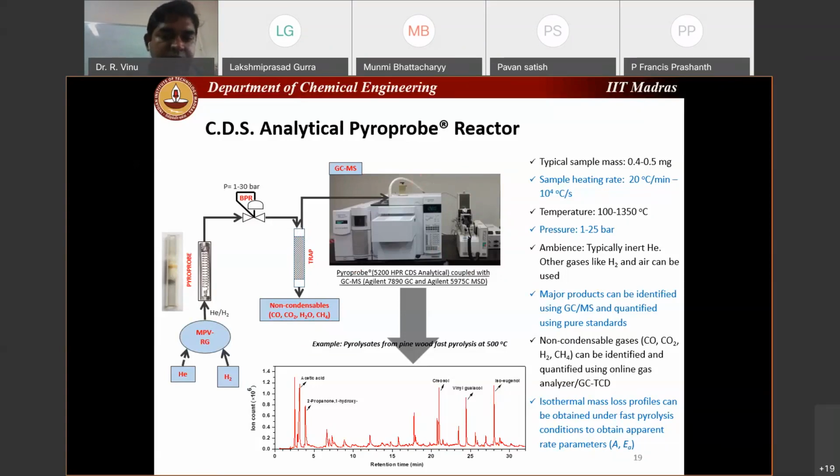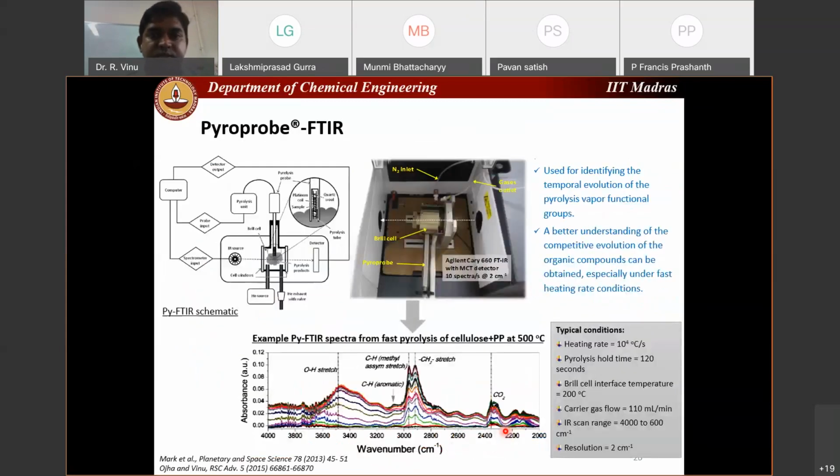Okay, and you take a biomass, you can see a typical product distribution like this coming out, and then you do a typical analysis of this. One advantage of this system is it also has a pyrolysis FTIR probe. So that means when we talk about analytical pyrolysis systems, right?